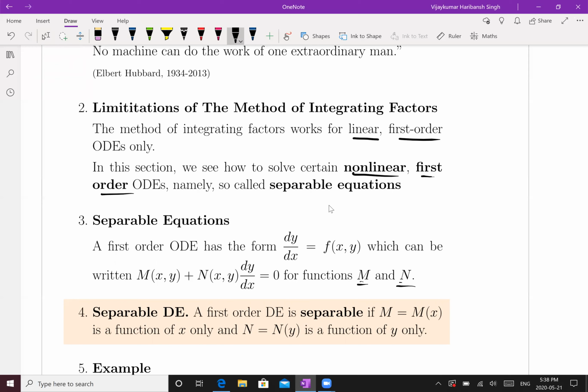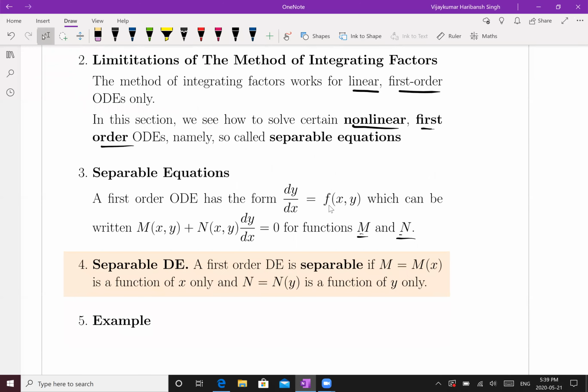Now, what makes it separable is the following: you can write your M(x,y) as a function of x only, and you can write N as a function of y only. So in some sense, you're trying to separate all the x on one side and y on the other side. This is the idea behind the separable differential equation. So what is a separable differential equation? It is a first order differential equation M(x,y) plus N(x,y) dy/dx equals 0, if M is just a function of x and N is just a function of y.